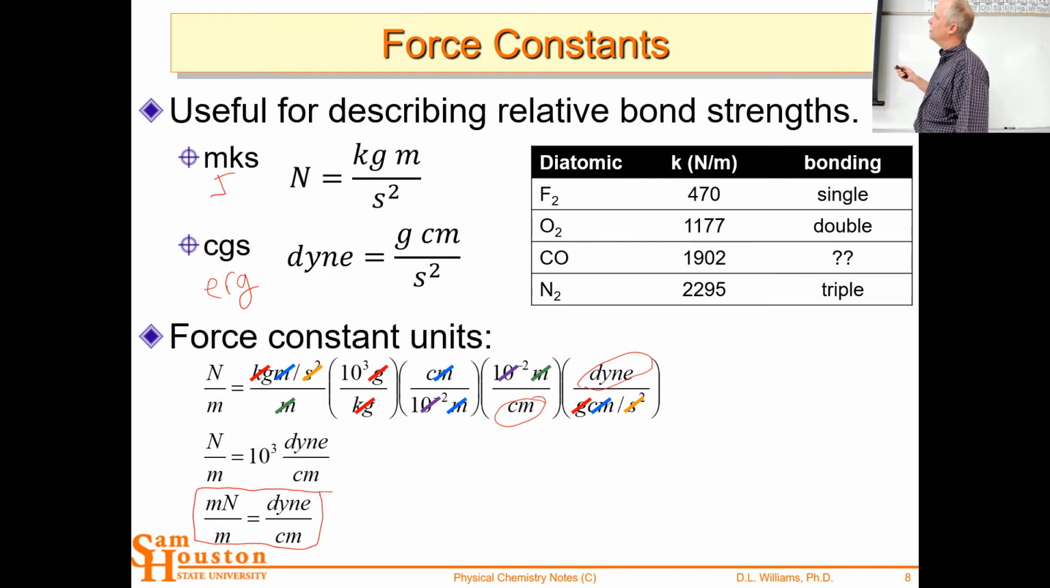What do you notice about these force constants? I'll put a few up here just to kind of show you. So the bonding, we've got a single bond for fluorine, 470 newtons per meter, oxygen, 1,100 and close to 1,200, and then nitrogen, 2,300. So even though I said those little sticks in between the nuclei are fake, they're just sort of a mental tool for us to use, there is more bonding going on in nitrogen than there is in oxygen than there is in fluorine.